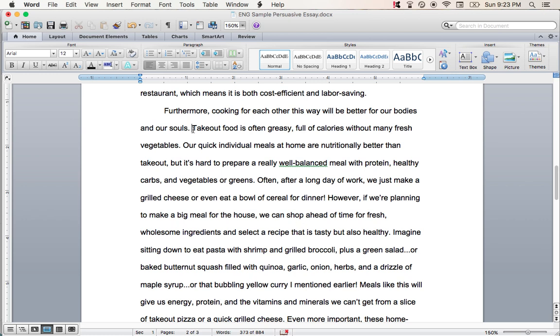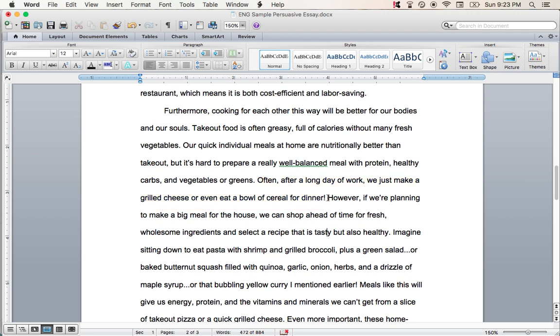And then the author goes on to explain how it's better for our bodies, because takeout food isn't healthy, and then the individual meals that we make quickly at home are better than takeout, but they're probably not as well balanced as they could be, right? Often, after a long day of work, we just make a grilled cheese or even eat a bowl of cereal for dinner. We have these very specific examples that help to show that even when we're cooking at home, if we're just cooking for ourselves and we're doing it quickly, it might not be that healthy, right? A grilled cheese isn't a balanced meal. A bowl of cereal certainly isn't a complete dinner.